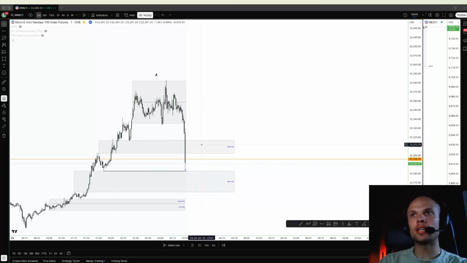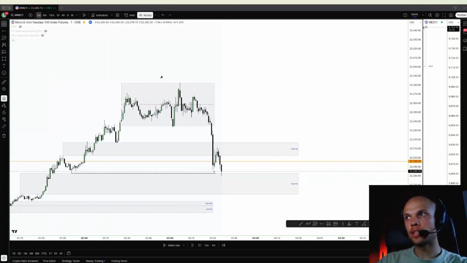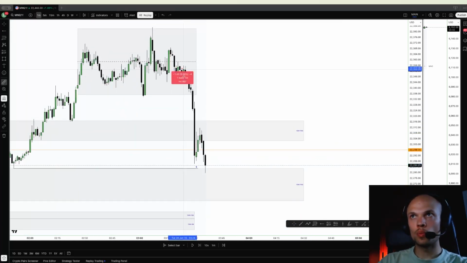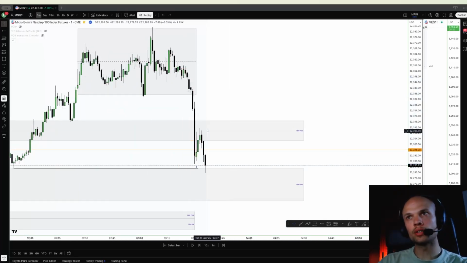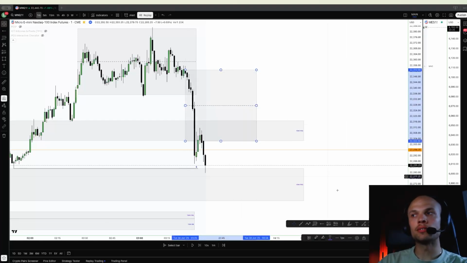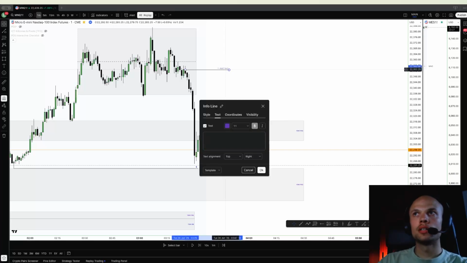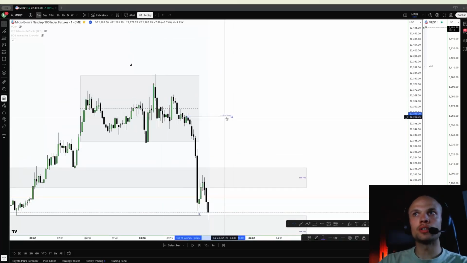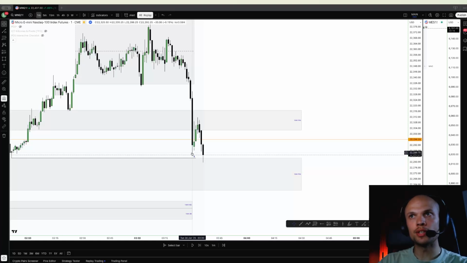Now, what I want to see is manipulation into a PD array. So we've already gone through this 15-minute fair value gap, which is fine. But now I want to see price tell me that it wants to go higher. So as you can see, we've manipulated down. We've tried to come back up. But if we wanted to go higher, I would want to see a close above this level here, which is too high. Because if I want to target these highs, we're far too high. So what I want to see is a resweep of this level, which we've done.